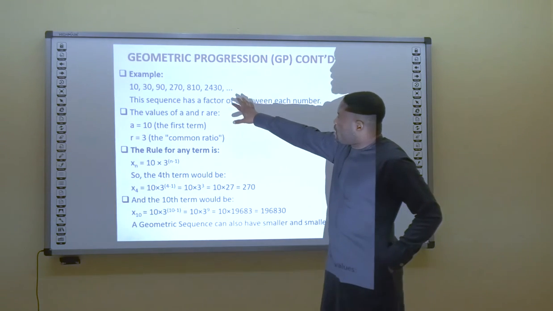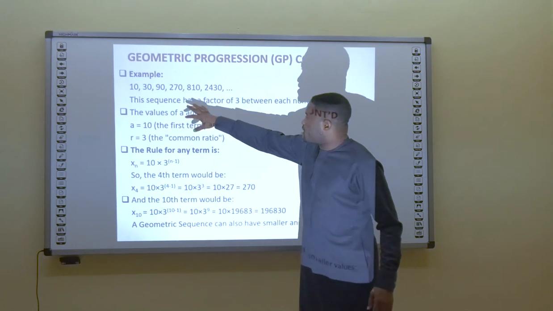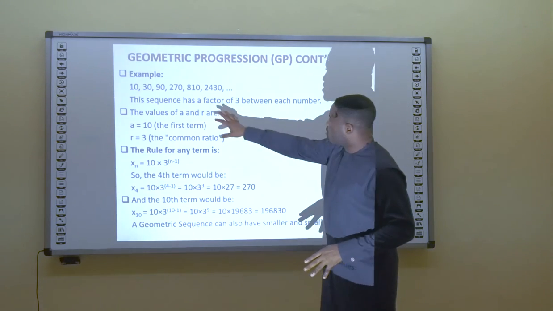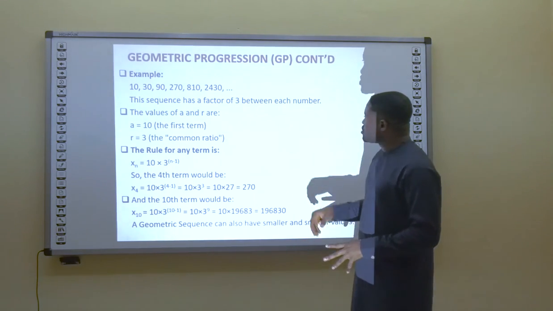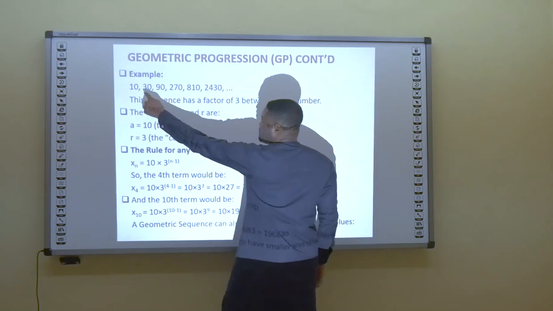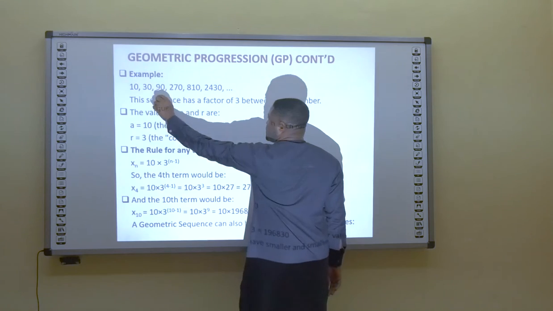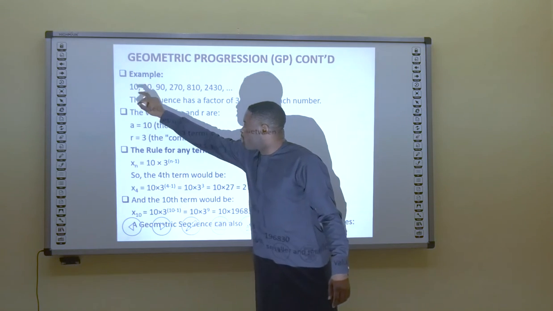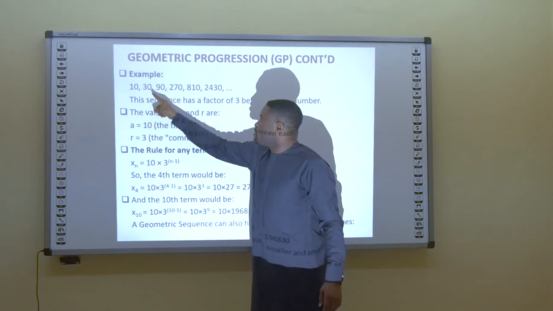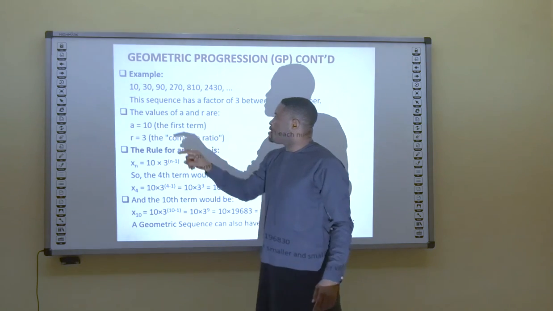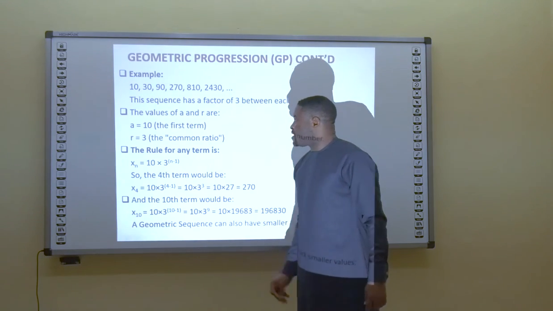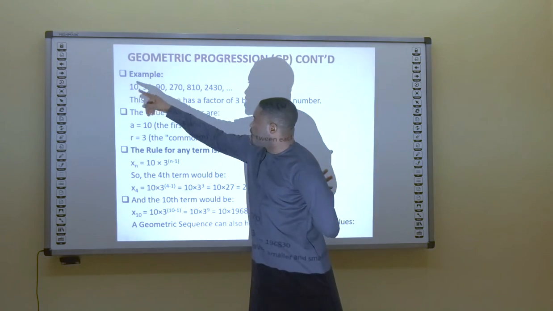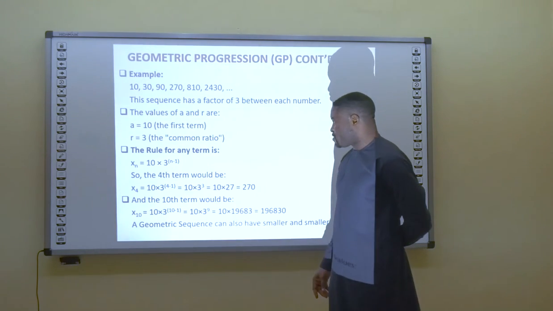So we have another sequence here, where we have 10, 30, 90, 270, 810, 2430. This sequence has a factor of 3 between each number. If you multiply 10 by 3, you have 30. Multiply 3 by 30, you have 90, and so on. The first term here is 10. Now we want to look at the common ratio. The common ratio here is 3, because you multiply each previous value by 3.